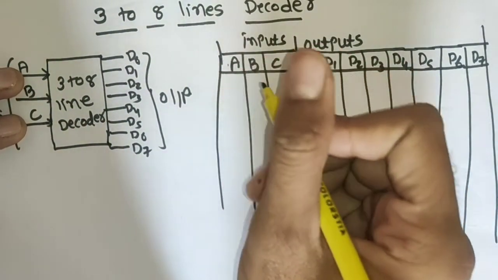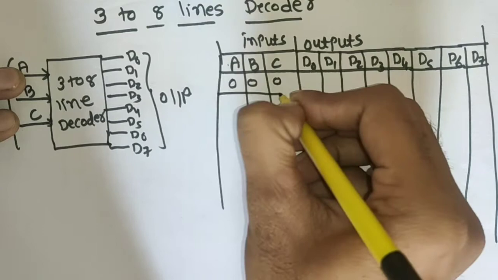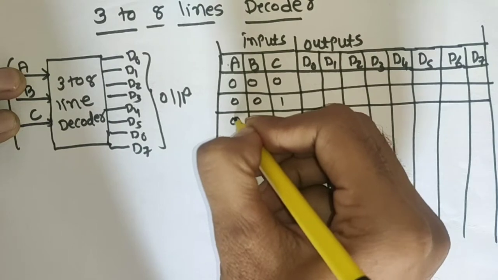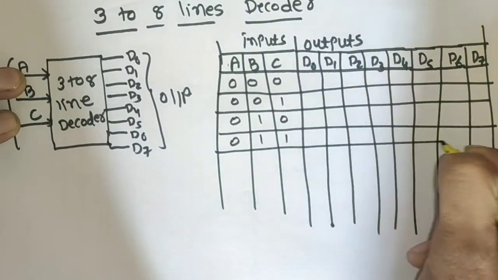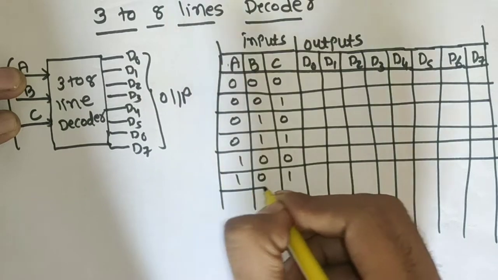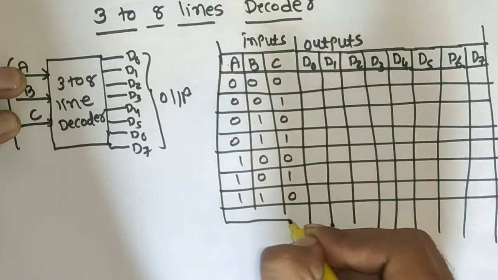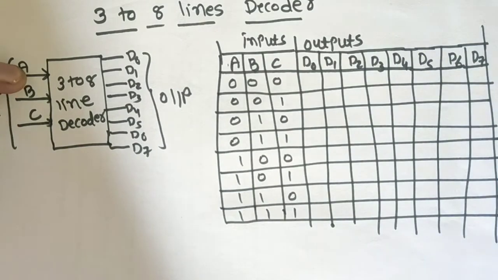Now we can apply the 3 inputs. So the possible combinations of input signals are 8. First one is 0, 0, 0. Second possible 0, 0, 1. Third possible combination 0, 1, 0. Then 0, 1, 1, then 100, 101, 110, right? So this is the 3 to 8 line decoder truth table, right?